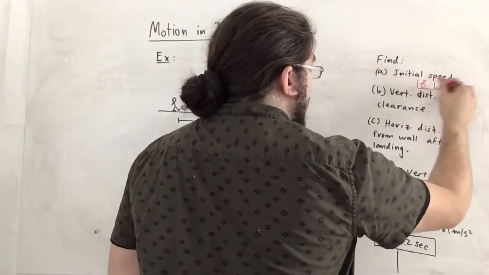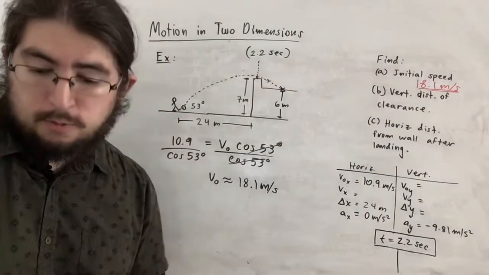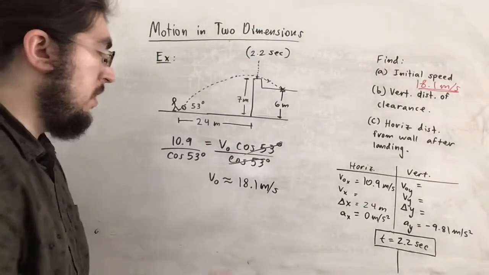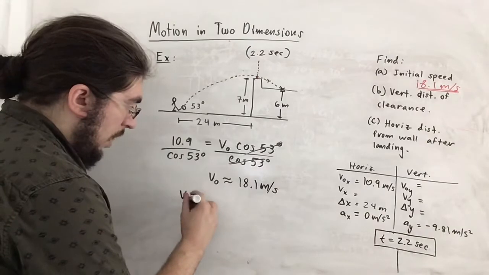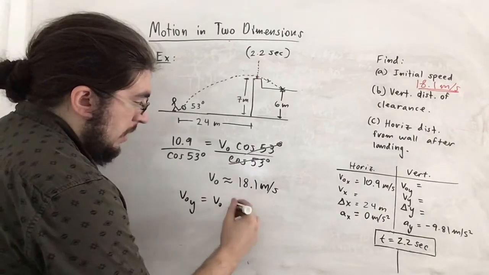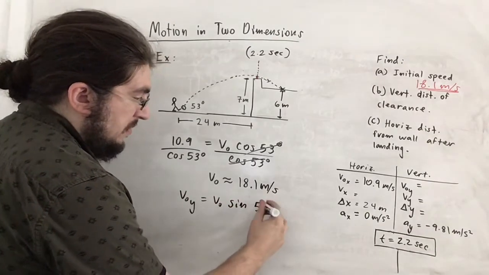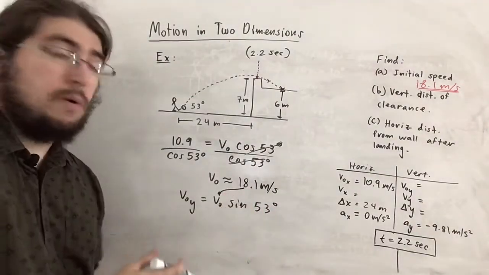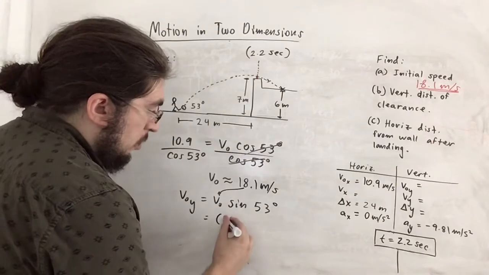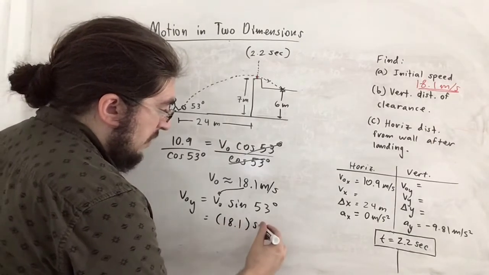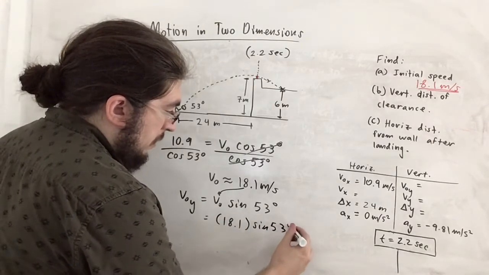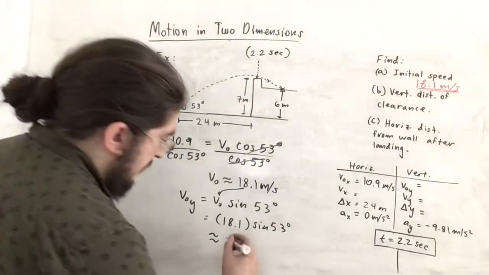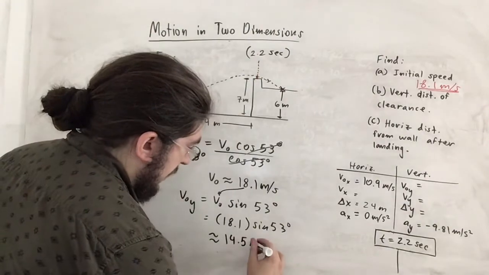But of course we can use this answer to fill in the rest of the table as far as the initial velocity for the y components go. Because we know that v naught y is equal to v naught times sine of the angle, which is 53 degrees. Since v naught is 18.1, all we need to do is multiply 18.1 by sine of 53. Let's use our calculator to see what we get. If you round up, you get about 14.5, and again, that's in meters per second.